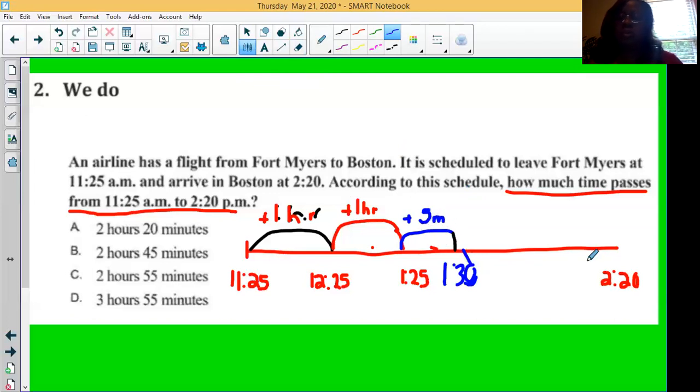So now we're at 1:30. Again, we're trying to get to 2:20. So let's do a 30-minute increment this time because I know 1:30 plus 30 minutes gives me an hour on the clock. Okay, so now let's do 30 minutes. So put plus 30 at the top and make sure you put minutes behind it.